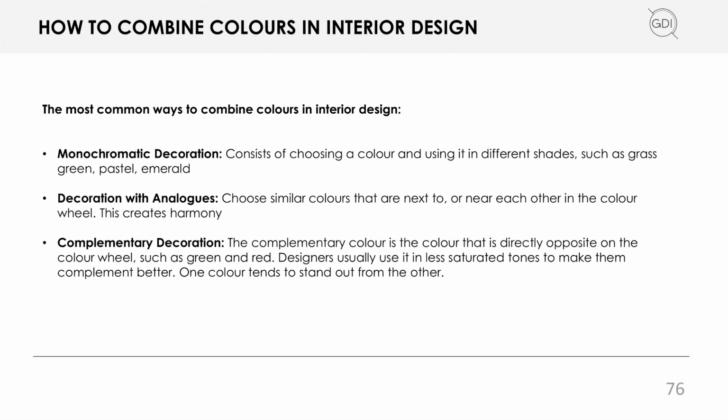Lastly, you can combine colours by complementary decoration. The complementary colour is the colour that is directly opposite on the colour wheel, such as green and red. Designers usually use it in less saturated tones to make them complement better. This is because one colour tends to stand out from the other.